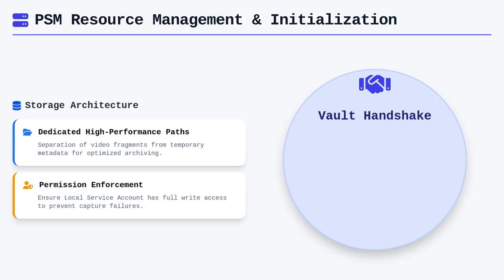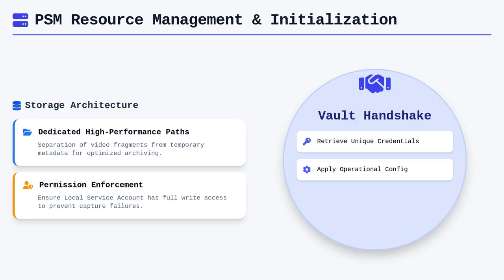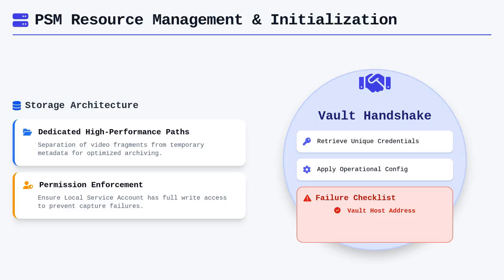The initialization phase is where the rubber meets the road, as the PSM component must perform an authenticated handshake with the vault to retrieve its unique credentials and operational configuration. If the connectivity check fails during this initialization, you must verify the vault's host address, the port availability through any intervening firewalls, and the validity of the component's authentication certificate.